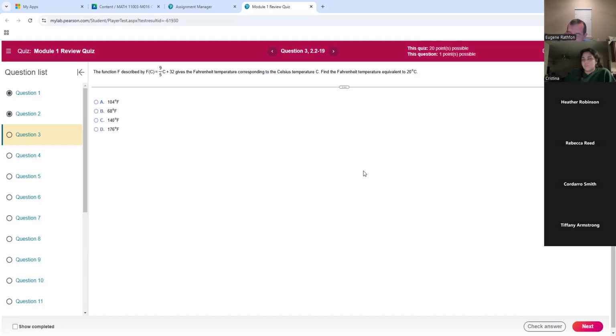All right, so our next one, we're just going to plug in for C and figure out what the Fahrenheit temperature will be. So we got F equals 9/5 C plus 32. So what temperature will correspond to 20 degrees Celsius? All right, y'all, there's our 4 choices: 104, 68, 140, 176. And we got 68, so let's see if she's right on that one.